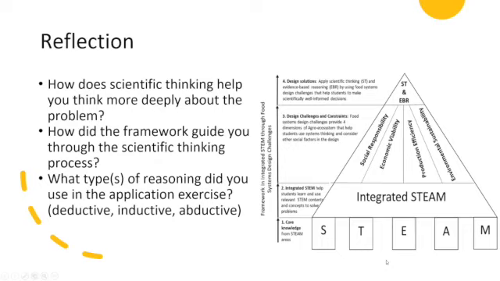So an opportunity for you to continue your professional development and growth is to think about some reflection questions. You can see there's a model on the right-hand side, and we're going to ask a few questions here. How does scientific thinking help you think more deeply about the problem? It's a great question for your students as well. How did the framework on the right-hand side help guide you through the scientific thinking process? And you can see we pointed to some of the 4 different factors that you might think about in framing your problem. And then what types of reasoning did you use in this application exercise?